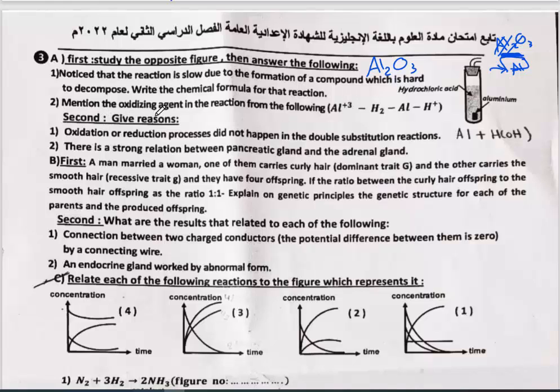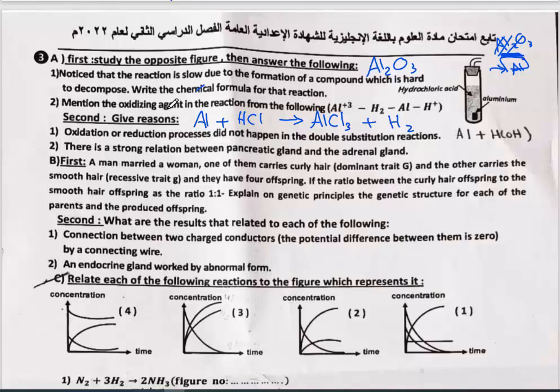Mention the oxidizing agent in the reaction from the following. What is the chemical equation first? How can we write it? We have aluminum plus hydrochloric acid to give us AlCl3 plus H2. He's asking me which one is the oxidizing agent, which means who is making a reduction, which means gaining electrons.